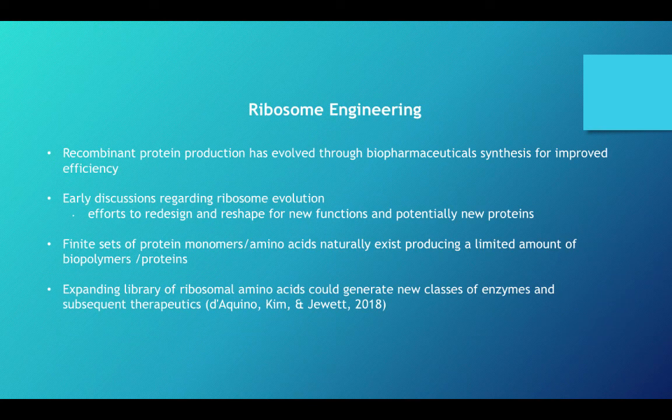Ribosome engineering. Recombinant protein production has evolved through the synthesis of biopharmaceuticals to improve efficiency. There are now very early discussions for efforts to redesign and reshape parts of the ribosome itself, potentially introducing new functions and new proteins. Finite sets of protein monomers exist naturally, which then produce a limited amount of biopolymers. By expanding upon Mother Nature's library of ribosomal amino acids, this could generate new classes of enzymes and future therapeutics.